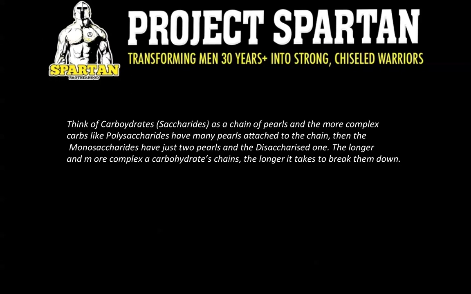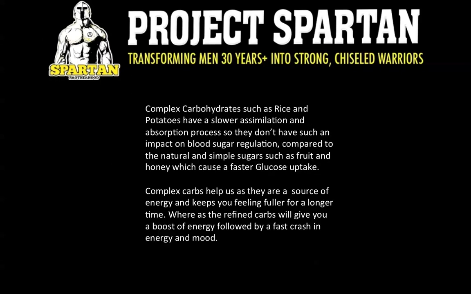So complex carbohydrates such as rice and potatoes have a slower assimilation and absorption process. They don't have such an impact on blood sugar regulation compared to the natural and simple sugars, such as fruit and honey, which cause a faster glucose uptake. Again, this will really come down to somatotype. Complex carbs are a source of energy and keep you feeling fuller for longer, whereas refined carbs will give you a boost of energy followed by a fast crash in energy and mood.